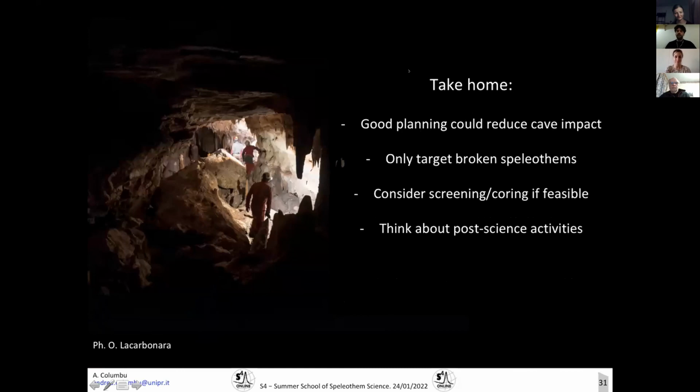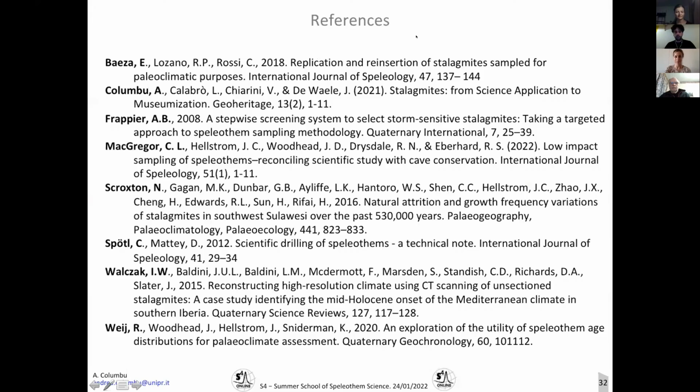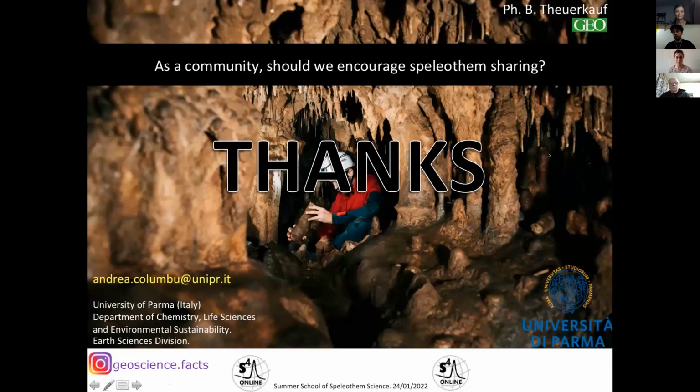I think I'm at the end of the talk, so I'm just going to give you some take-home messages. As I said, good planning could reduce cave impact, and only broken speleothems should be targeted if possible. Consider screening and coring if feasible, and also think about post-science activities. I'm going to give you a couple of references here, but please email me if you want more information or more references. And before giving time to the Q&A, I want to leave you with a question.